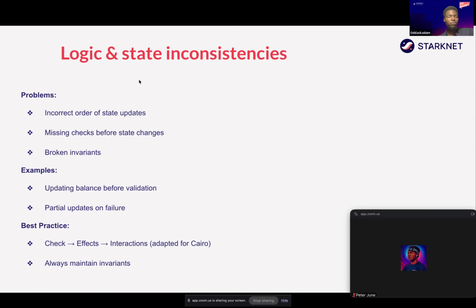Okay, so this is an example of a logic and state inconsistency: incorrect order of state updates. What you're supposed to do before making an external call, you're not doing, and you're doing an external call before making your update. So there's a missing check before state changes, and a broken invariant. These are the problems that we experience with this. An example is updating balance before validation, and then a partial update on failure. The best practice is to do your check, then update the state, and then make the external call.